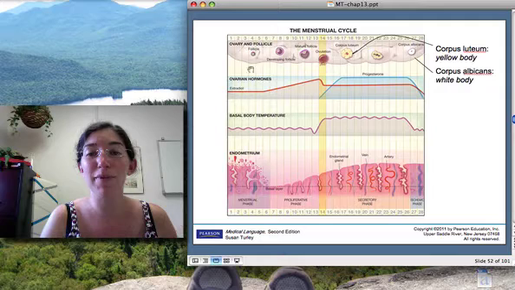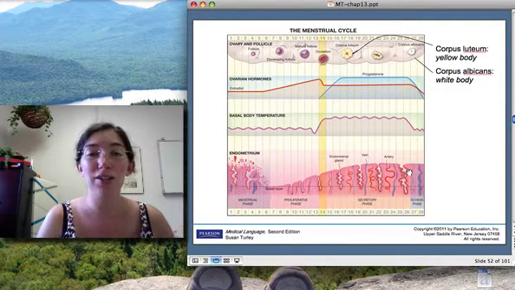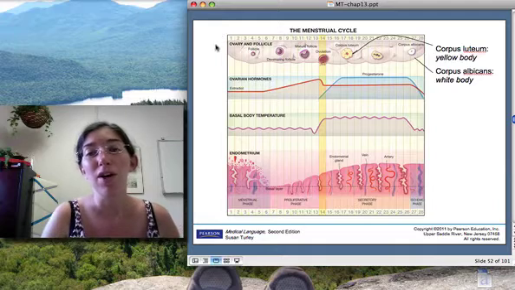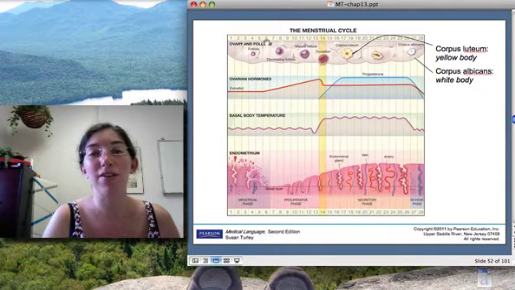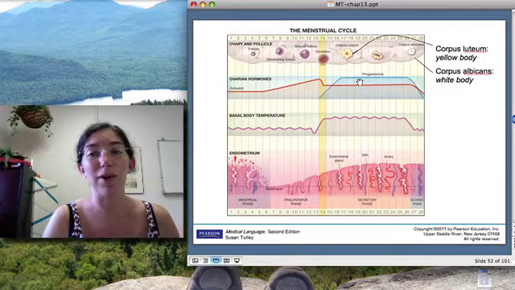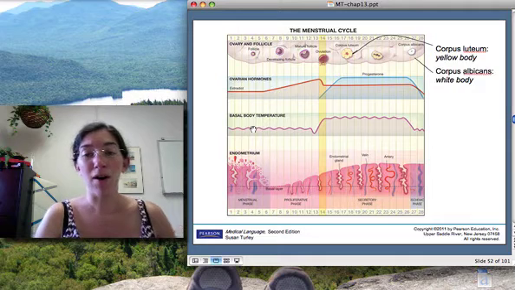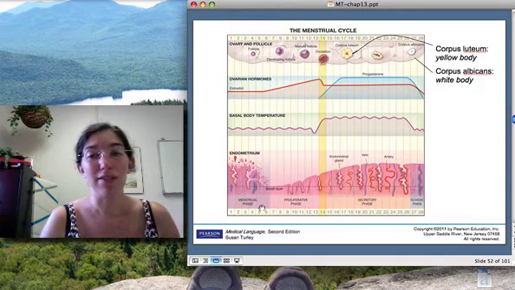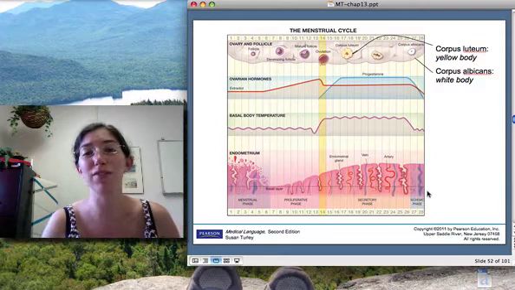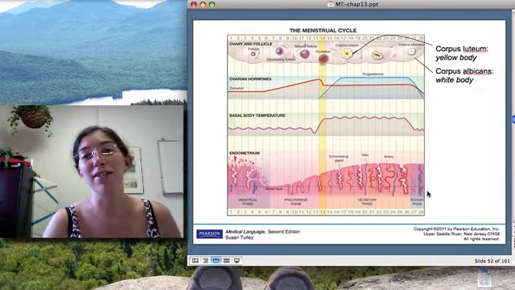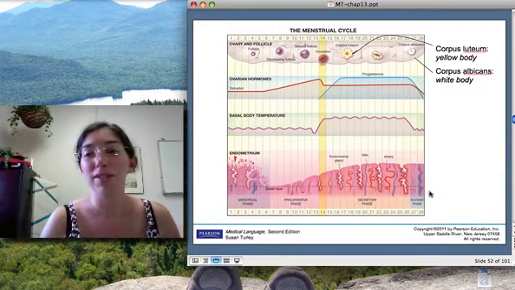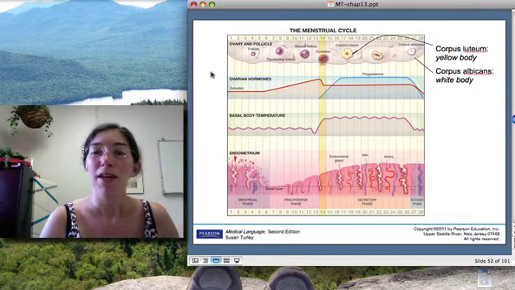So this is what the menstrual cycle looks like. I like this chart because it actually has a lot of information. It shows you what happens through the menstrual cycle in the ovary. Then it tells you also what's happening with the hormones and with your basal body temperature, and also what's happening within the uterus at each of these different points in the cycle. So a typical menstrual cycle is 28 days, plus or minus a few. It varies in different women.